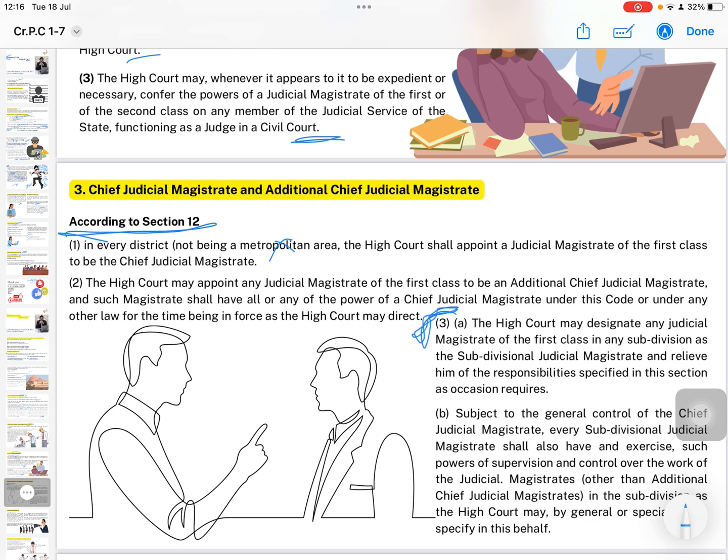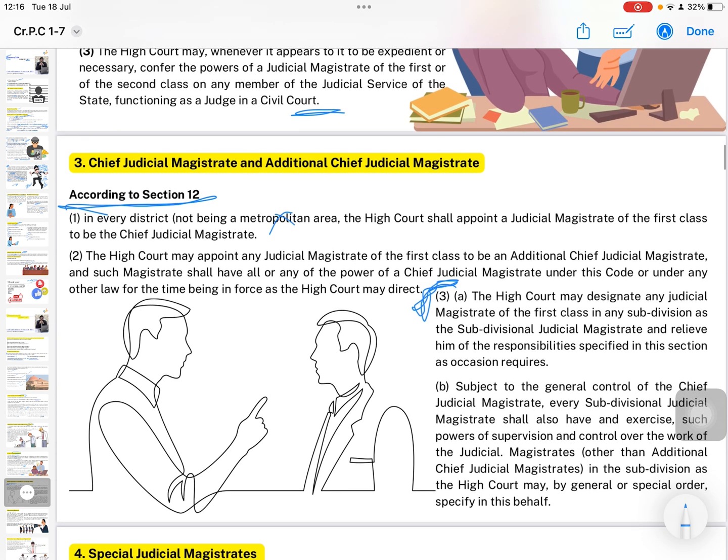Point 3. The High Court may designate any judicial magistrate of the first class in any subdivision as the subdivisional judicial magistrate and relieve him of the responsibilities specified in the section as occasion requires. Subject to the general control of the chief judicial magistrate, every subdivisional judicial magistrate shall also have and exercise such powers of supervision and control over the work of the judicial magistrates other than additional chief judicial magistrate in the subdivision, as the High Court may by general or special order specify in this behalf.